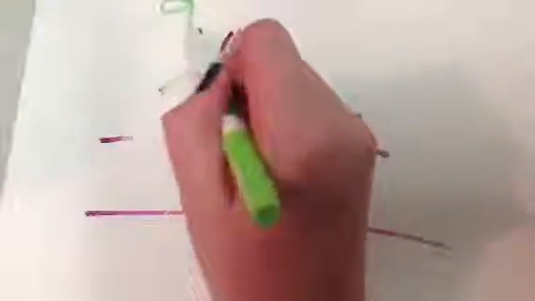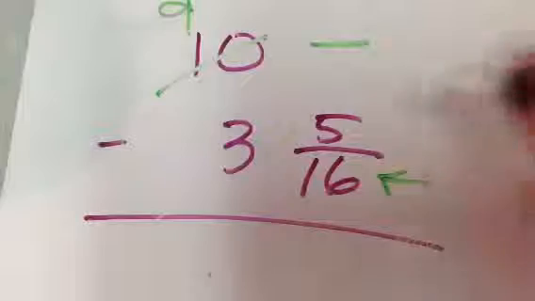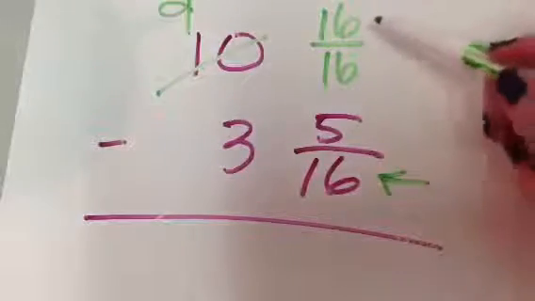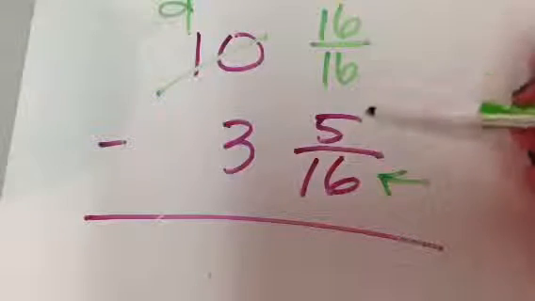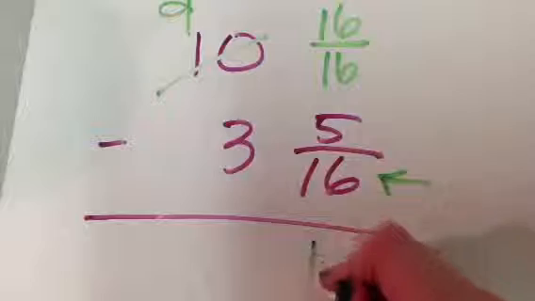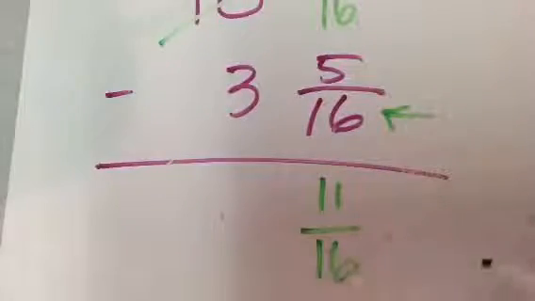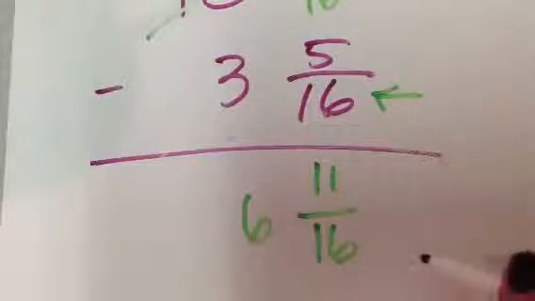Make that a 9. Bring the 1 that I'm borrowing over here. Write it as a fraction. What am I going to pick? 16. Because I can pick anything, and I need it to equal 1, so I'm going to make it 16. 16 minus 5 is 11. My bottom number stays the same, right? Now I have 9 minus 3, which equals 6.